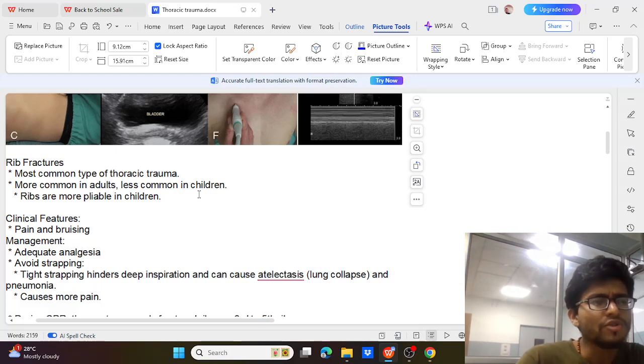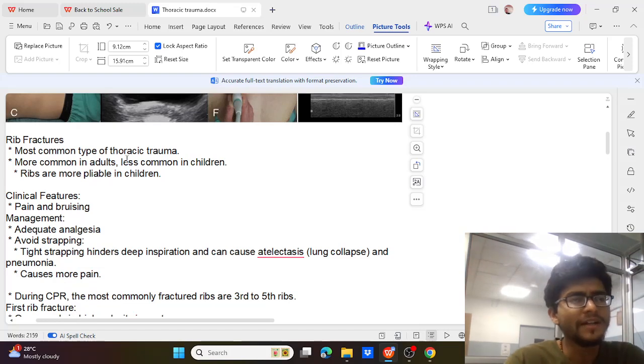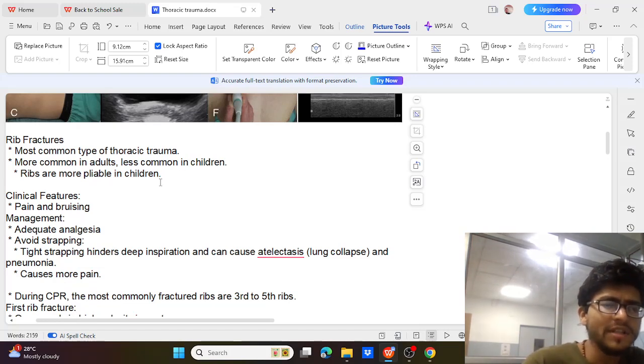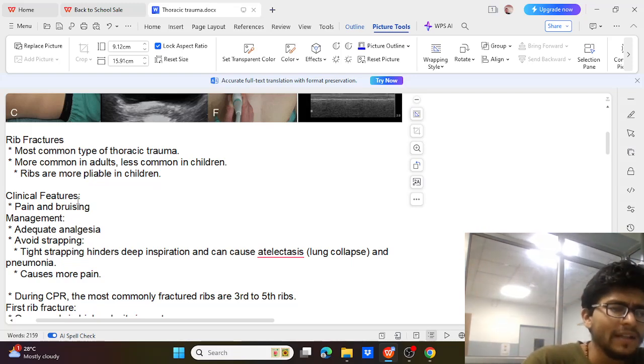The most common type of injury in thoracic injury is the rib fracture. It is more common in adults than children, because children's ribs are more pliable and they are in the developing phase, so they don't get fractured easily. Then what are the clinical features? There will be pain, bruising, and abrasion at the site.